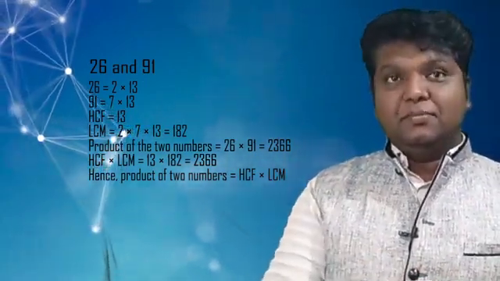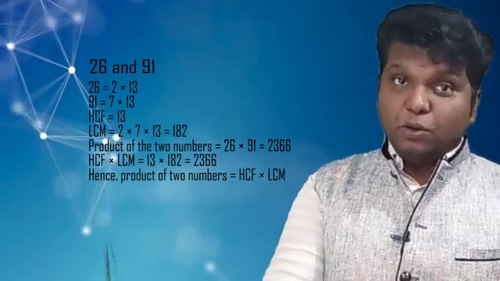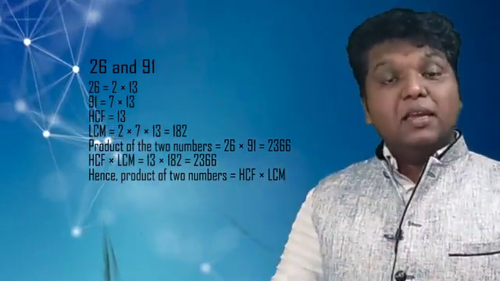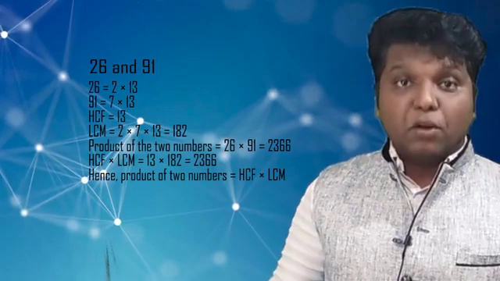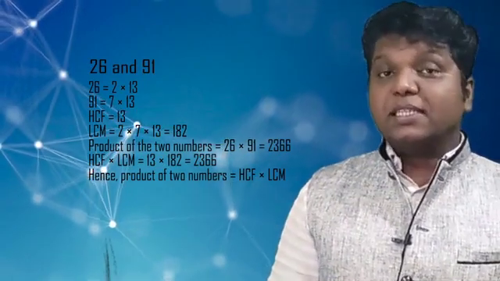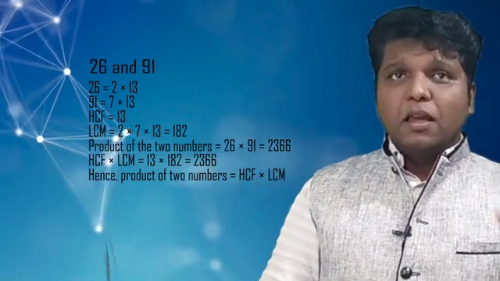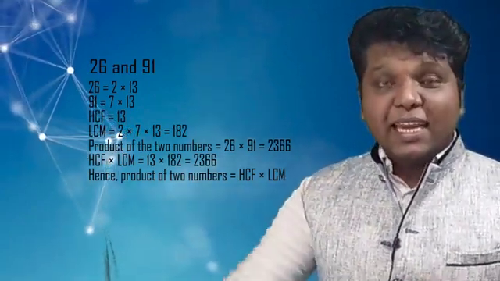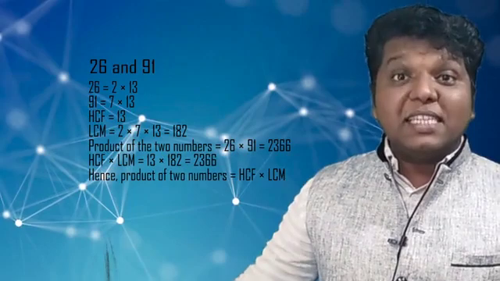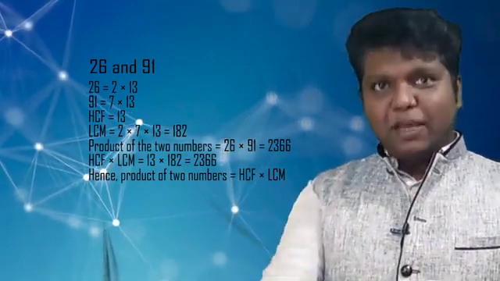2376. Keep it there. Anyhow, you multiply those two numbers. Now let us multiply the two numbers, meaning our question itself. What is it? It's 26 and 91. When you're multiplying 26 and 91, check it out. How much is it? It is 2376 itself. That means it's verified.